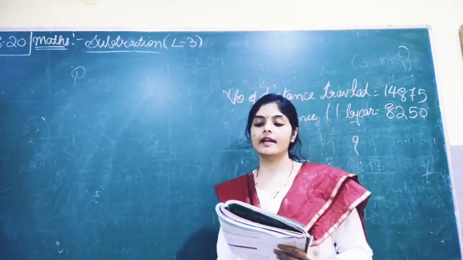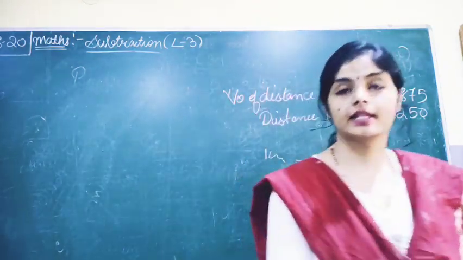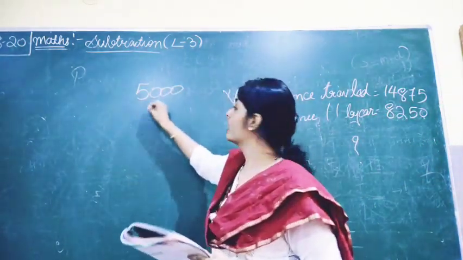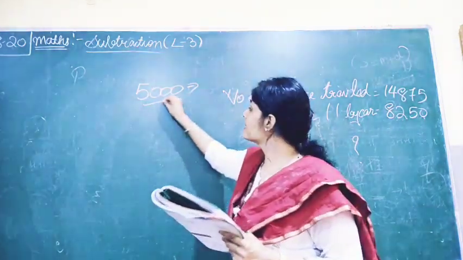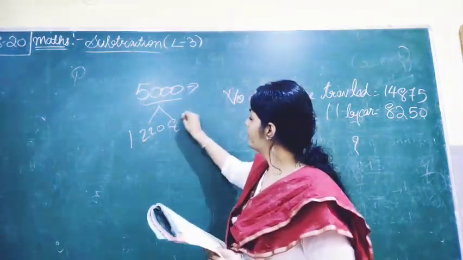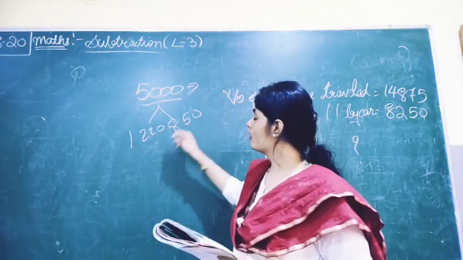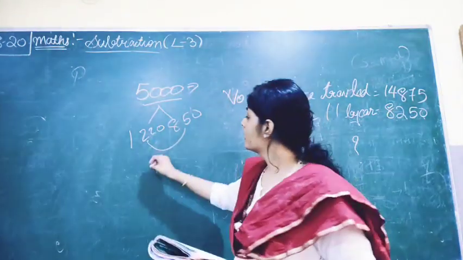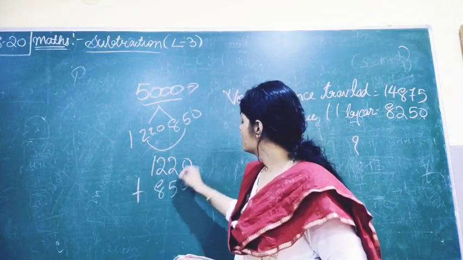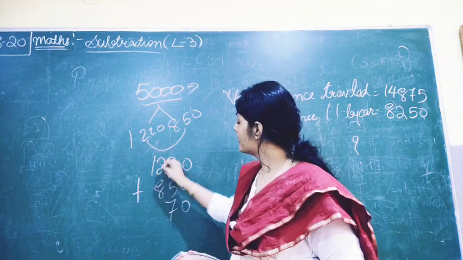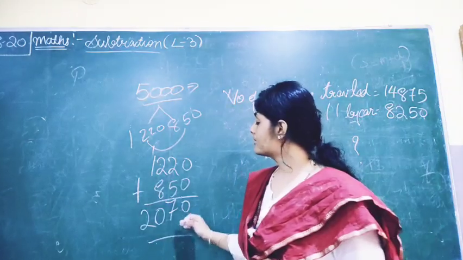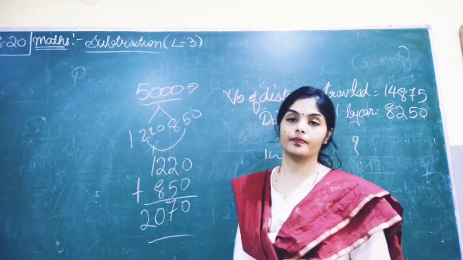1,220 on clothing and 850 rupees on festival items. Got it, children? Total money in hand was 5,000. Out of this, how much they had and how much they spent: 1,220 and 850. Add 1,220 plus 850. 0, 5, 6, 7, 8, 9, 10, 0, carry over 2. 2,070. So much they have spent out of 5,000.